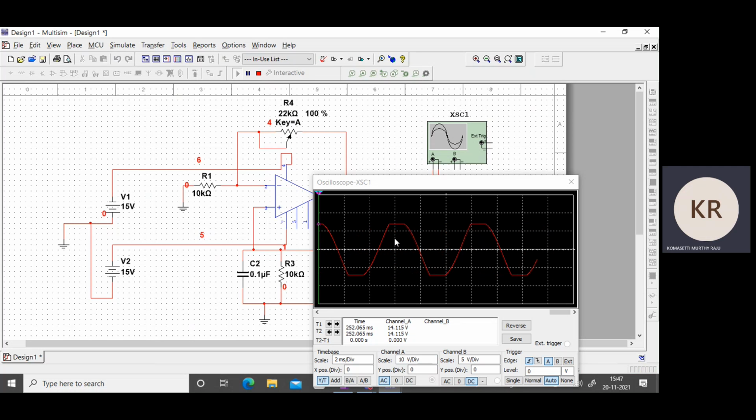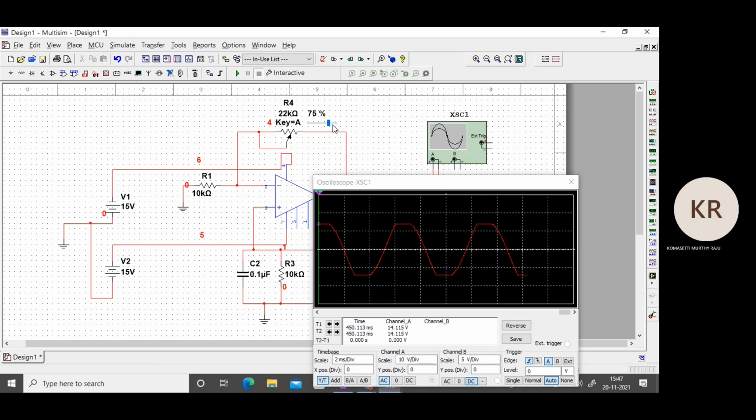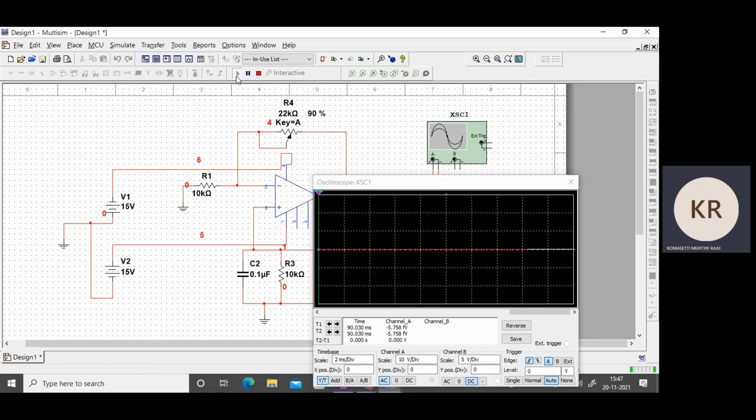Okay. Some distortion is there. How to eliminate that distortion? Instead of 100%, we will put 90%. 90% means 22 kilo ohms of 90%. Click on that one. We will get another waveform.